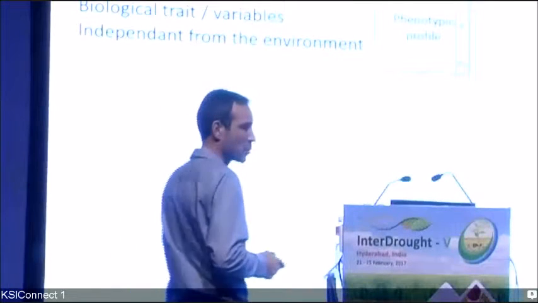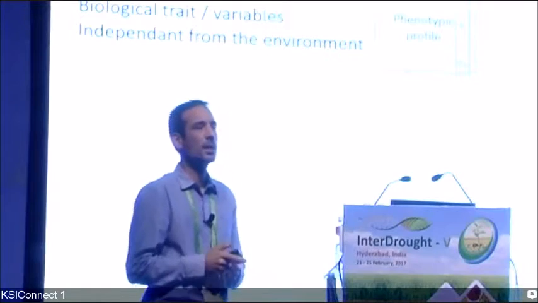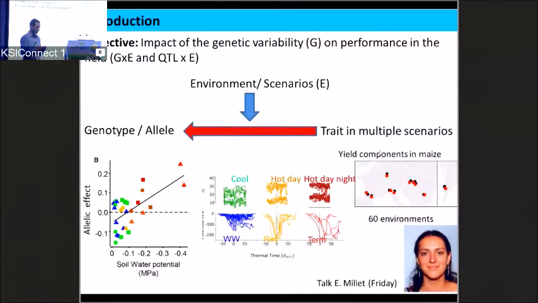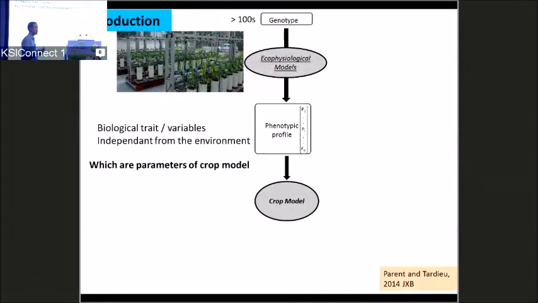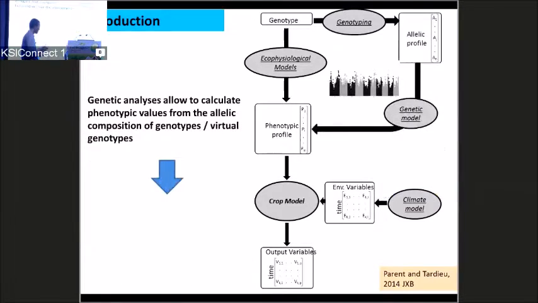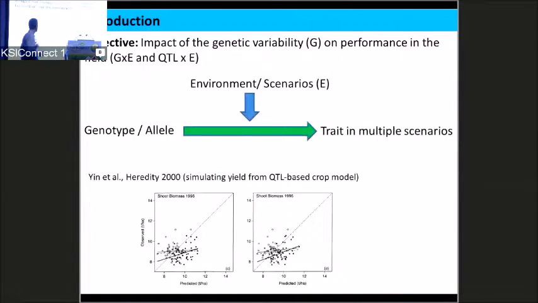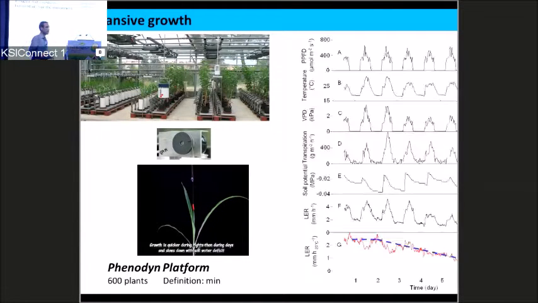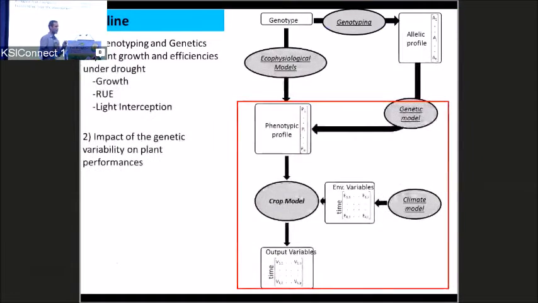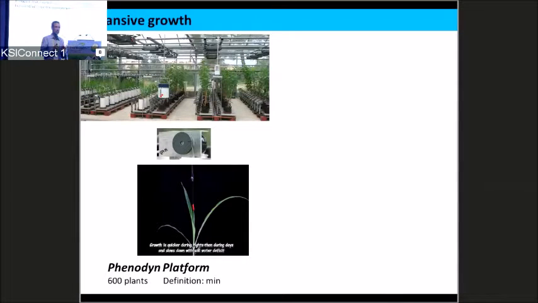So I define this strategy a bit better. We start with hundreds of genotypes and a phenotyping platform. We can measure different variables, different traits, with ecophysiological models, and then define a phenotypic profile. That's a set of biological traits for each genotype, and these traits have to be independent from the environment.